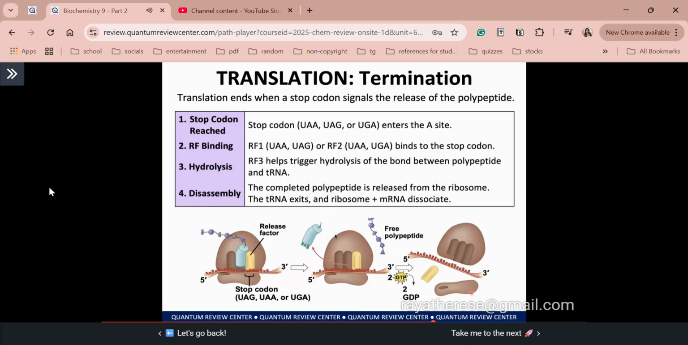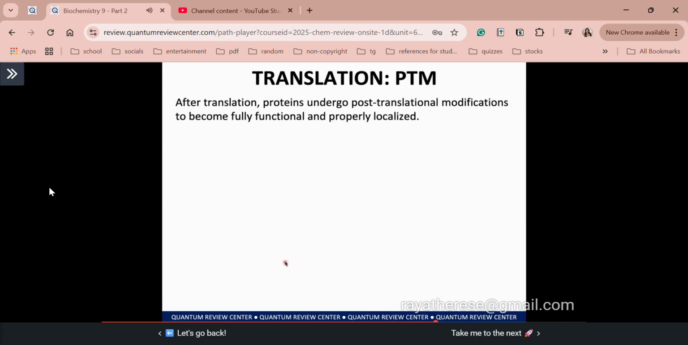So class, of course, your mRNA is not recyclable, but your ribosome can be used for another protein synthesis. So actually, your ribosome will then proceed to another site of protein synthesis. All right, so that's it for our termination process. So of course, we are not done yet. After your polypeptide has been liberated in your termination step, of course, this will undergo PTMs to become fully functional and properly localized.